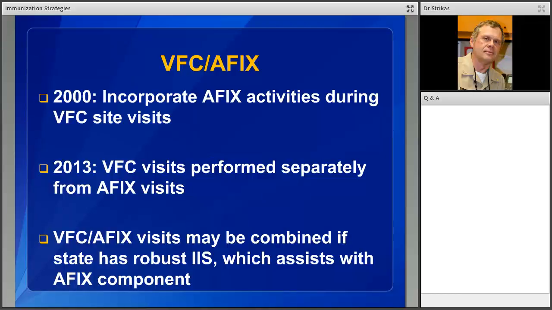VFC serves more than 40,000 private provider sites, and every state participates in the program. VFC provider site visits are conducted to review compliance with federal program requirements, including VFC eligibility screening, and to evaluate vaccine storage and handling procedures.